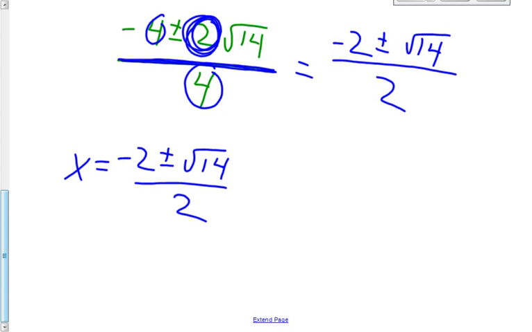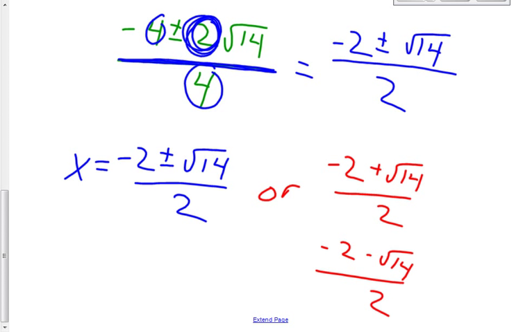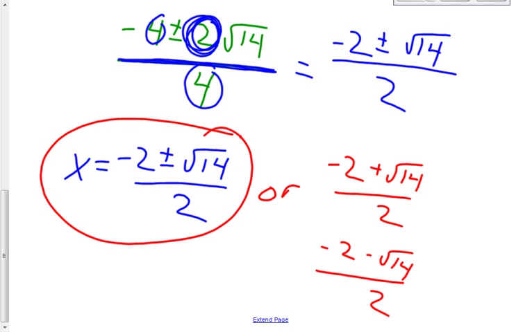Now I want you to be careful on this one because Excel Math might write their answers in a different way. Sorry class. What I meant to say is Excel Math just might put it into 2 different ways. So they might have a negative 2 plus the square root of 14 divided by 2, as well as a negative 2 minus the square root of 14 all over 2. So just be prepared for that. On a test, I would say just write this one.